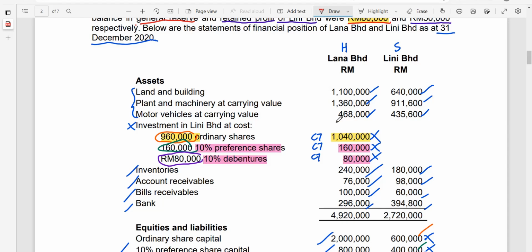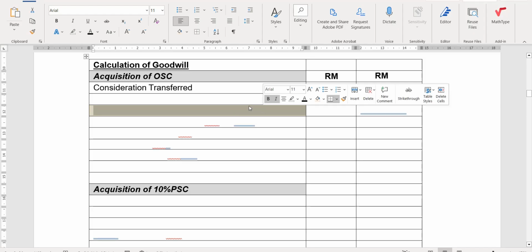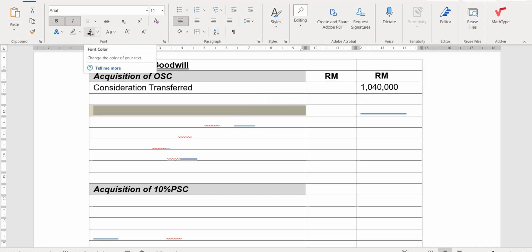Let's calculate the Goodwill by taking first the consideration transferred in the acquisition of the ordinary shares. We're going to take this one, 1040, the consideration transferred, and that will be included in the calculation here. We include here the consideration transferred from the statement of financial position figure. Then we try to find out the non-controlling interest, but we cannot find the non-controlling interest if we do not know the fair value of the net asset. So let's find out the fair value of the net asset here.